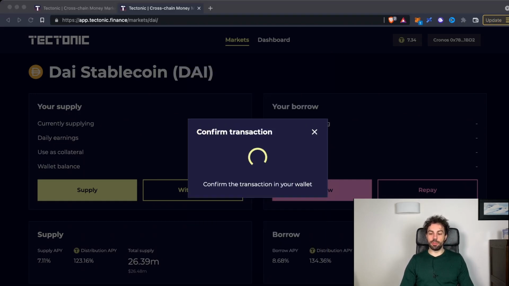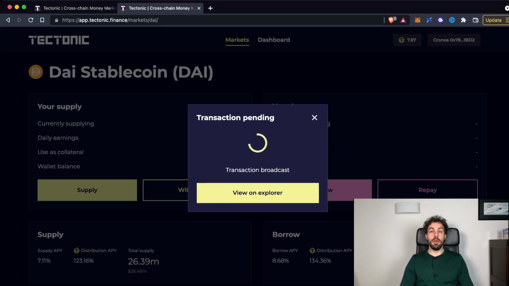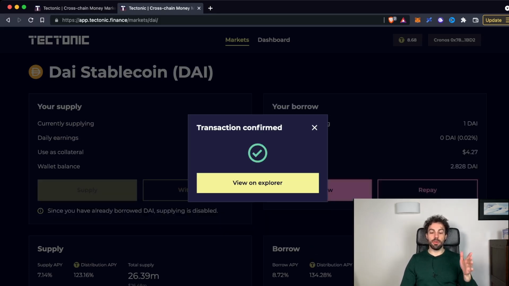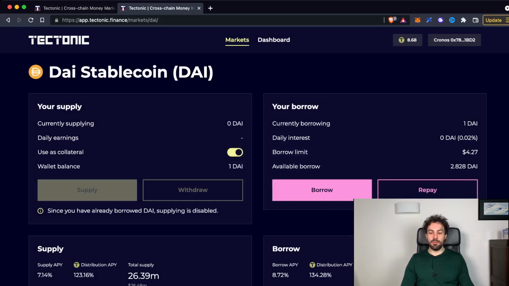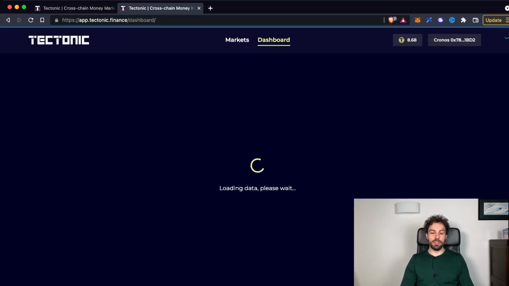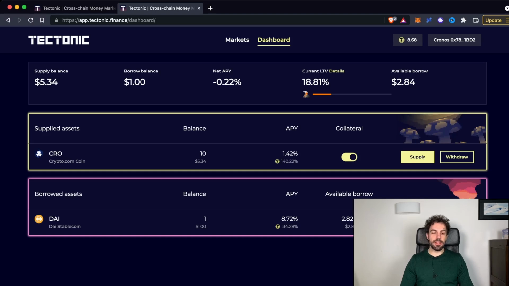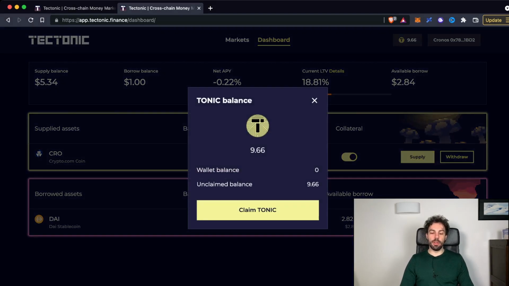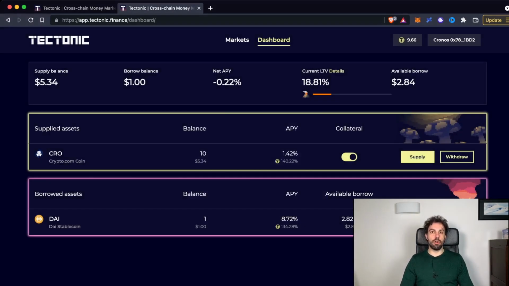You will have to confirm your transaction with your wallet. After that, you have to wait for the transaction to be broadcast by the network. Once it is confirmed, you are done. In this moment, if you want a recap of your positions, you just have to click on dashboard, and you will find all the information about your positions. Here you will find all the unclaimed balance, so the rewards that you are collecting. From the moment I started until now, I have already collected 9.66 tonic tokens.